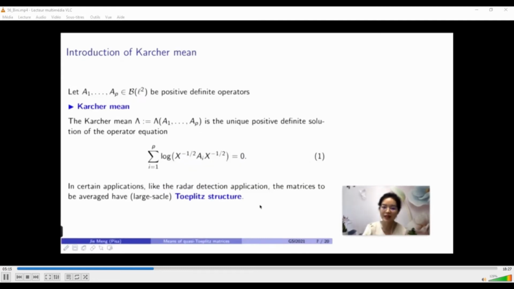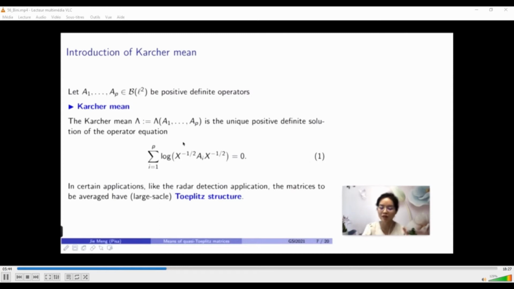Okay, now for the Karcher mean. First, given positive definite operators A1, A2 to Ap, which are bounded linear operators from the L2 space to the L2 space, the Karcher mean of those operators is defined to be the unique positive definite solution of this operator equation. When A1 to Ap are matrices, the Karcher mean is well defined.